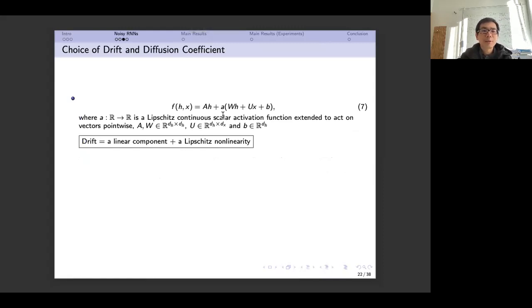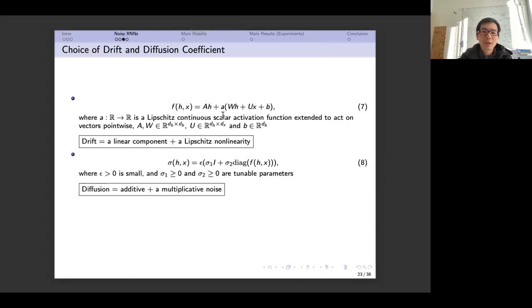Now, there are some choices that we need to make when it comes to choosing the drift and the diffusion coefficients in the SDE. For our case, we choose the drift term to be a sum of a linear component and a Lipschitz nonlinearity. As for the diffusion term, we choose it to be a sum of additive and multiplicative noise. So here epsilon is a small parameter, sigma 1 and sigma 2 are the noise levels corresponding to the additive and multiplicative noise. By setting epsilon equal to 0 at inference time, we can view noise injections in these networks as a stochastic learning strategy.